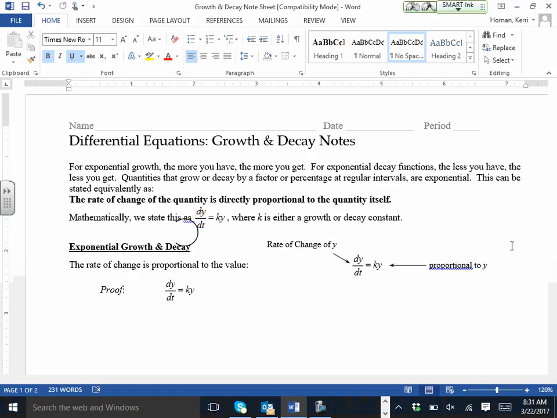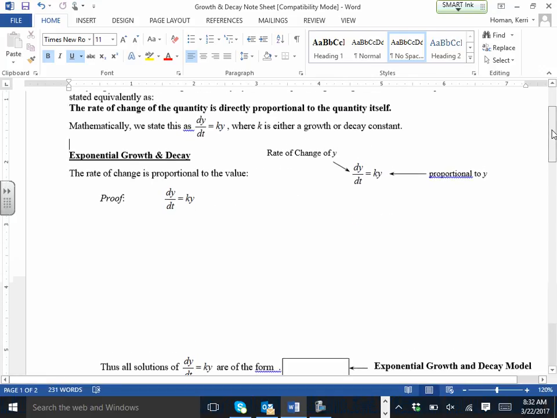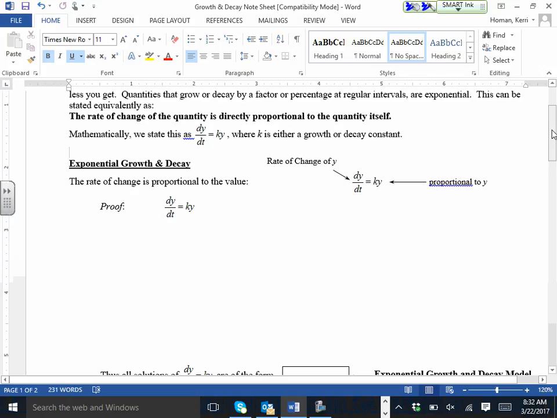Now, what we can do is if we know that this is going to come up often, the rate of change is proportional to the amount, we can go ahead and solve this differential equation once and remember what happens. So let's go ahead and solve this differential equation so we know what it means when the rate of change is directly proportional to the quantity. Okay? So we have dy over dt equals ky. What do we need to do with that?